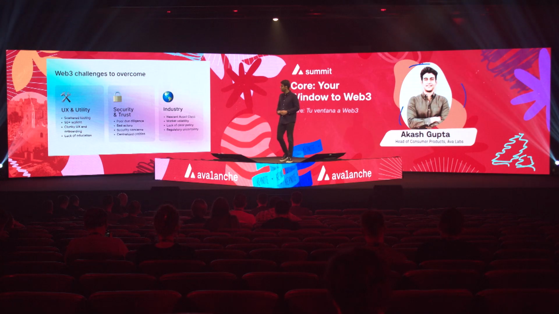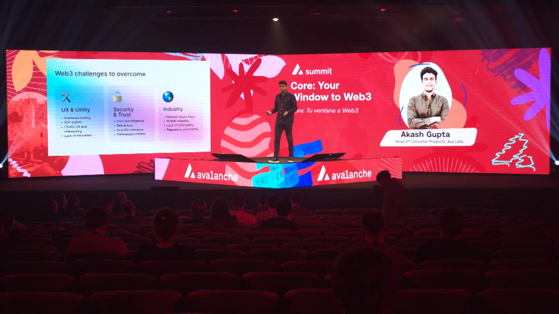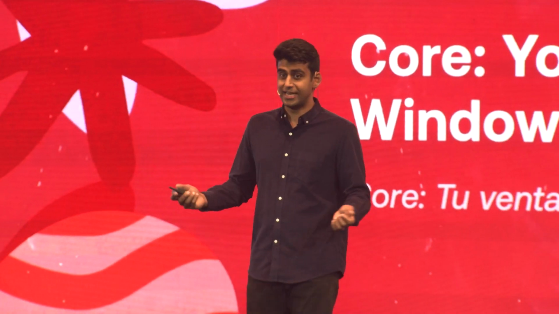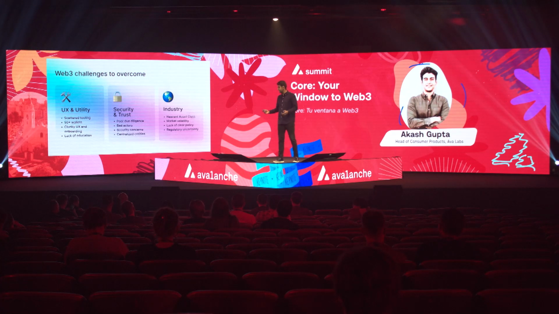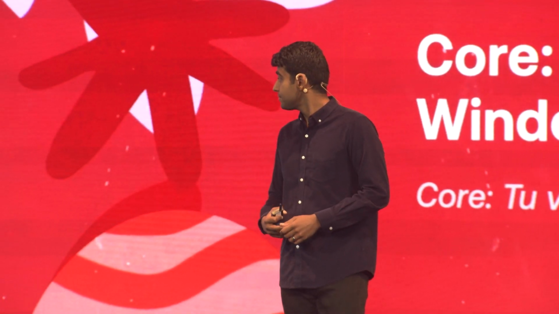The second thing is security and trust. And we see a lot of projects being launched today, a lot of protocols being launched where there's not enough due diligence done. Plus, there are a lot of bad actors. We saw this in 2022 where a lot of folks basically came down because of Celsius, Voyager, FTX, and so forth. So essentially, there are some security concerns that we actually have to deal with, and there are centralized entities that exist today.